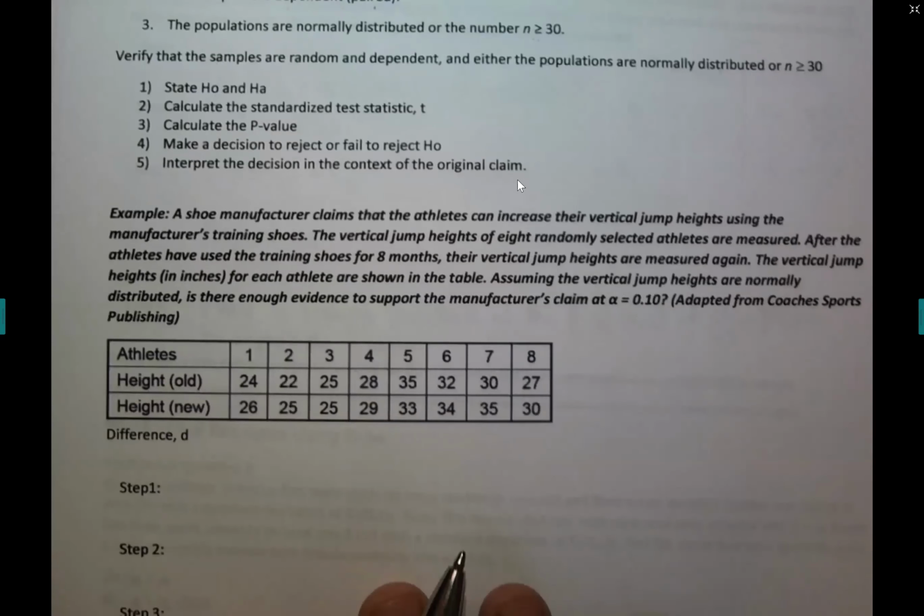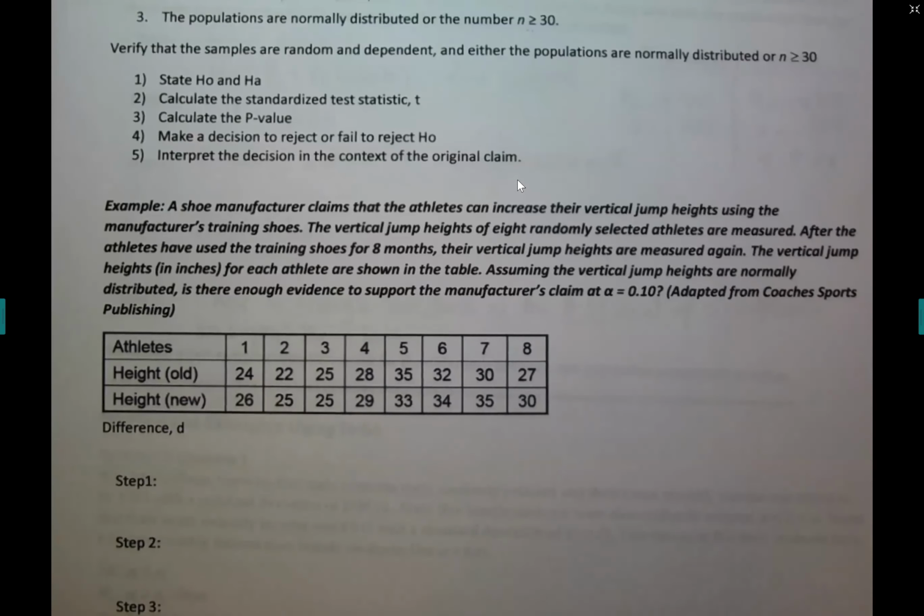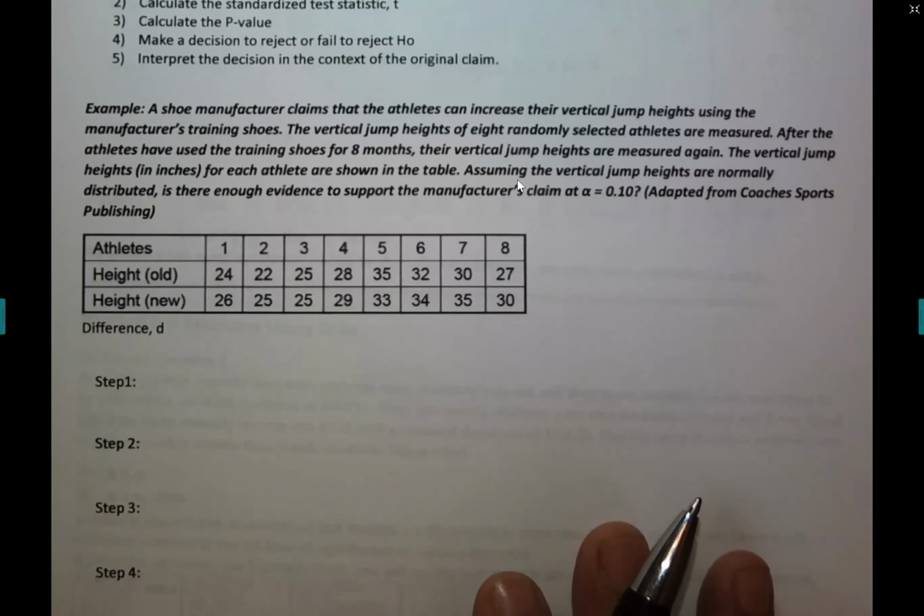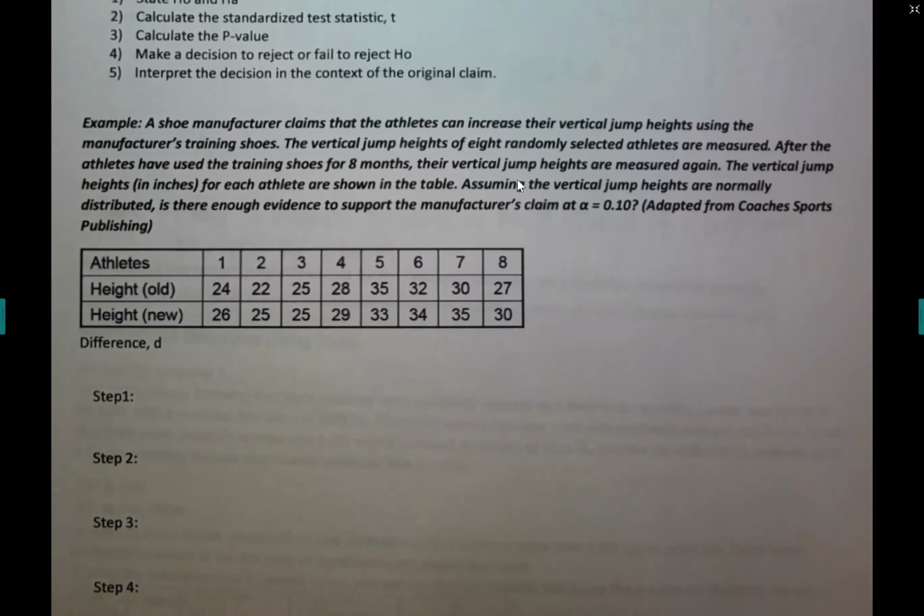Let me show you how it works. With this example, we'll do it, and then you'll have a good feel of how this section works, guys. A shoe manufacturer claims that athletes can increase their vertical jump heights using the manufacturer's training shoes. So athletes, if they try the manufacturer's training shoes, can have a higher vertical jump. The vertical jump heights of 8 randomly selected athletes are measured. After the athletes have used the training shoes for 8 months, their vertical jump heights are measured again.